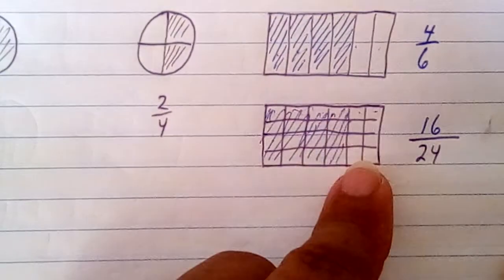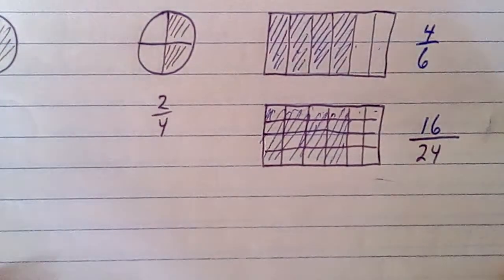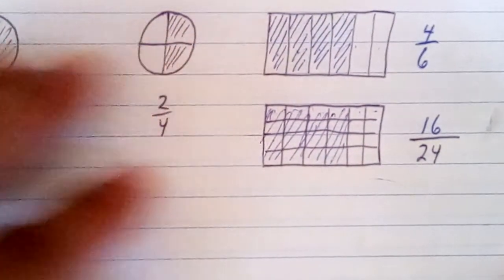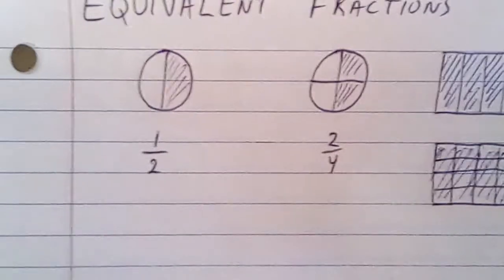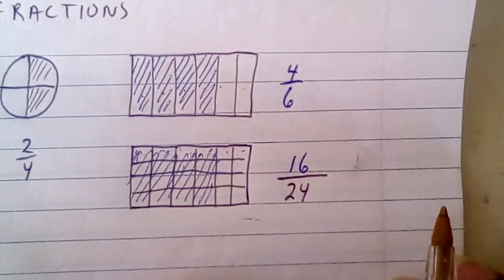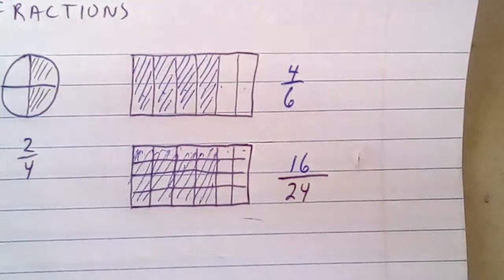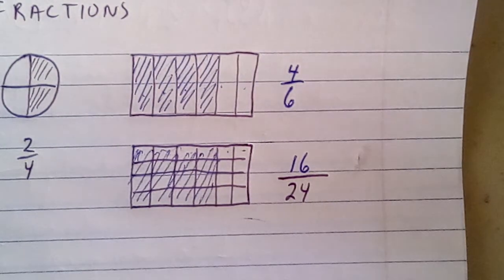These are equivalent fractions. They have the same amount of space shaded on both of them. All right, so here we have equivalent fractions using 2 different methods. Okay, so that's all you need to know for this part of equivalent fractions.